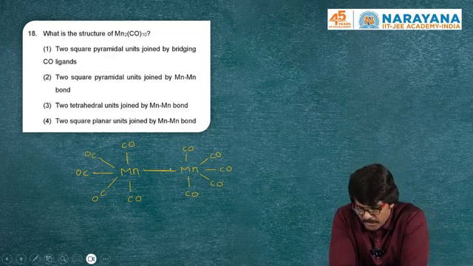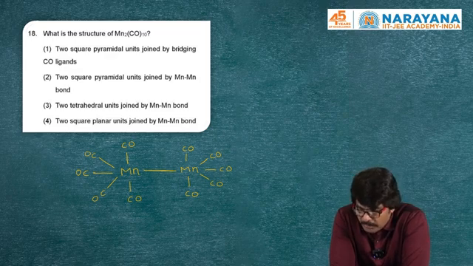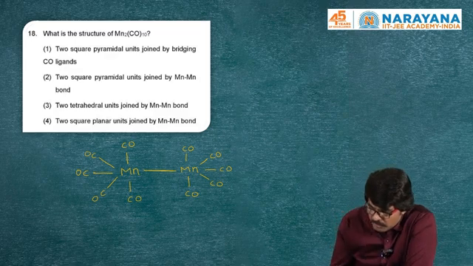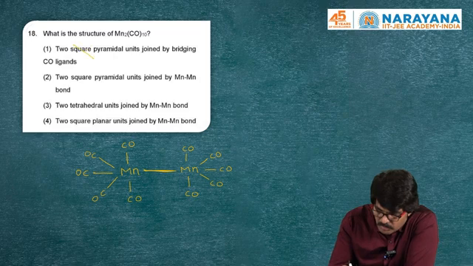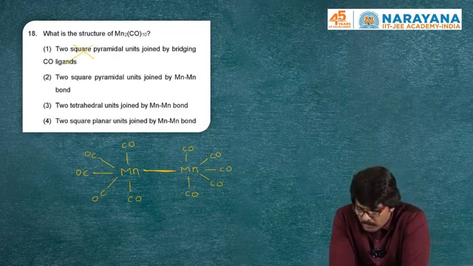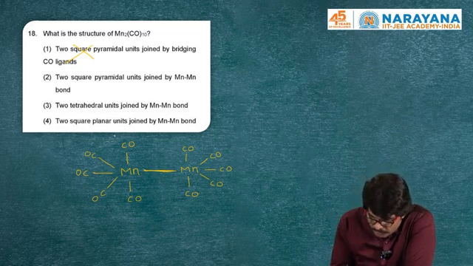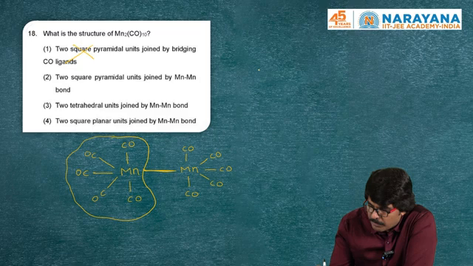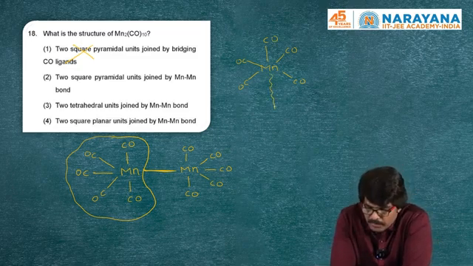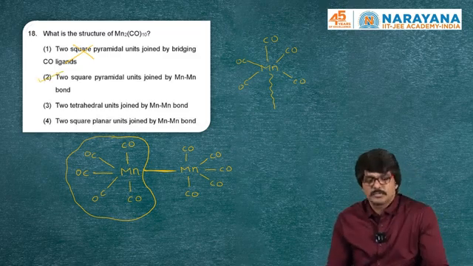In fact, each manganese is surrounded by 6 bonds. They are occupying the corners of an octahedron. But if you see the statements carefully, 2 square pyramidal units joined by bridging carbon monoxide. In fact, there is no bridging carbon monoxide. This is a wrong statement. 2 square pyramidal units joined by a manganese-manganese bond. Yes, if you take only this unit by neglecting the manganese bond, yes, it is like a square pyramid. So here this is manganese, 4 carbon monoxides at the corners of the square, and one is like a pyramid, and this is joined. So 2 square pyramidal units joined by a manganese-manganese bond, therefore this is correct. So the answer is the second option.